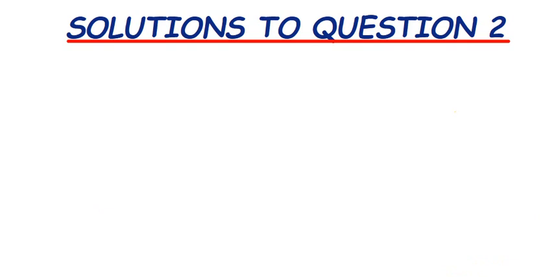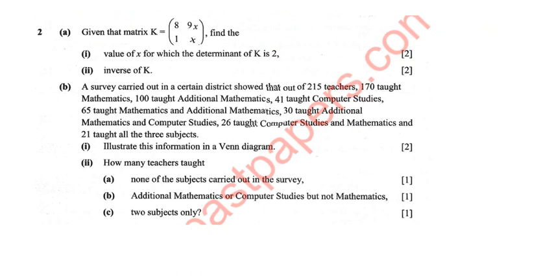Now for question 2, you have to correct data first, because data is the one which is going to help us to illustrate this information in a Venn diagram. So first of all, you have to understand what the question is saying, because failing to understand the question, it will be a bit difficult.